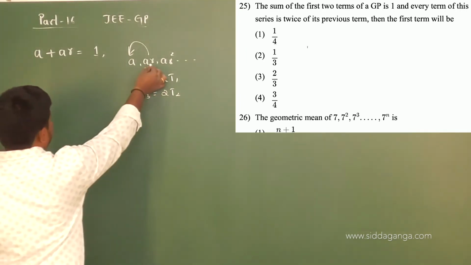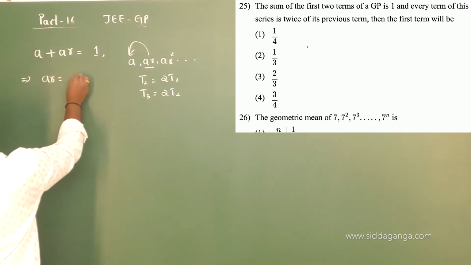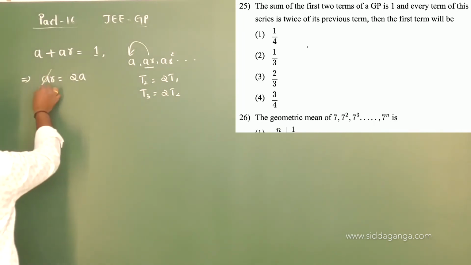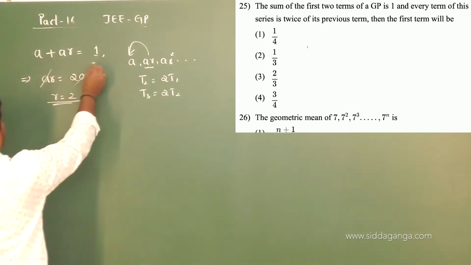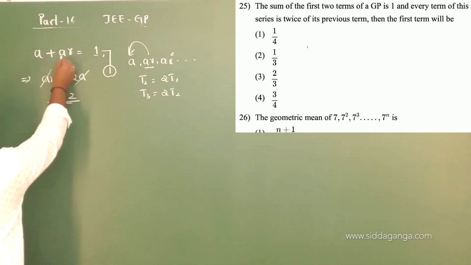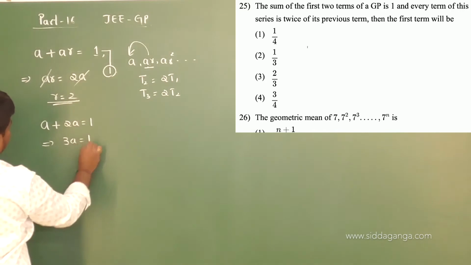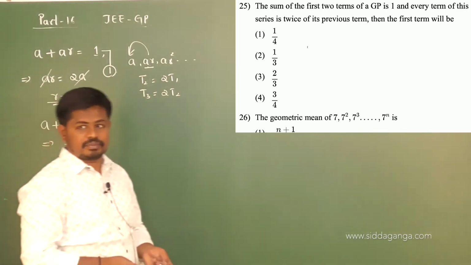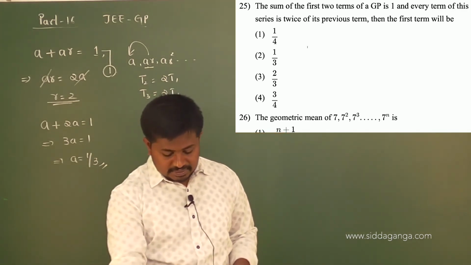So then now AR is twice of this. So from the given data, second term is double of first term, twice of A. So this gives value of R. You mean A gets cancelled, you get R is equal to 2. Let me substitute this in this equation 1. Let me take this one as equation 1. You get A value. So A plus A into R, you mean 2A is equal to 1. So this gives 3A is equal to 1. So this gives A is equal to 1 by 3. So first term will be 1 by 3. That is what option second is the correct one.